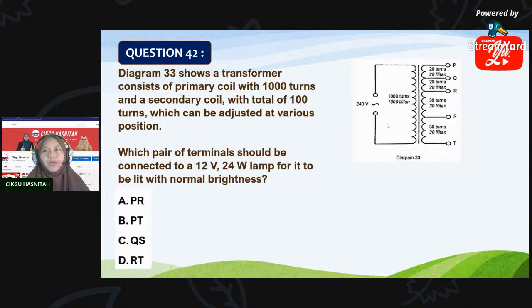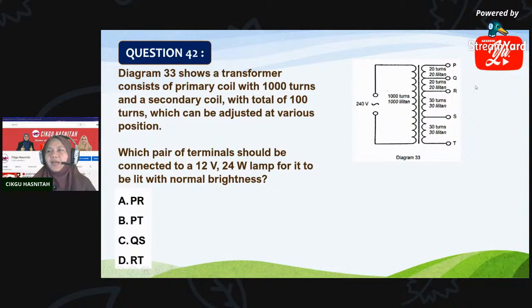Which pair of terminals should be connected to a 12 volt 24 watt lamp for it to be lit with normal brightness? If you connect a lamp at the outer circuit here, at the secondary circuit, in which terminal should we fix the lamp? You're given 4 choices here: PR, PT, QS, or RT.